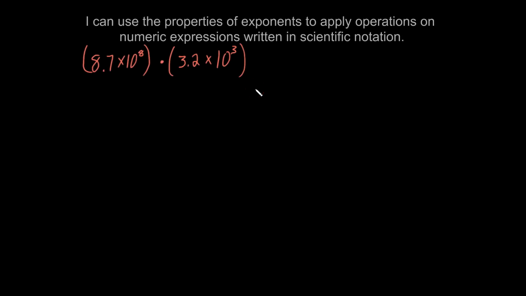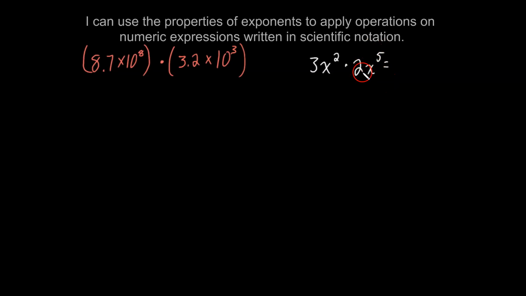So we're given 8.7 times 10 to the power of 8 times 3.2 times 10 to the power of 3. So just a quick little side example just to refresh our memory on the properties of exponents. Let's say we are multiplying two monomials times each other that include exponents. So let's say we have 3x squared times 2x to the power of 5.